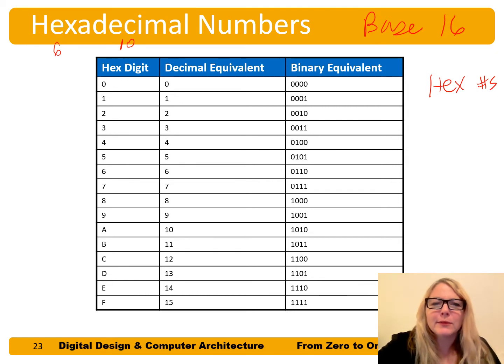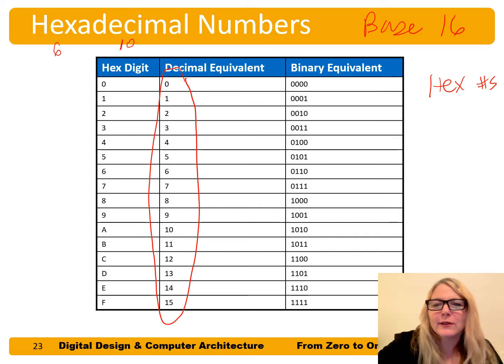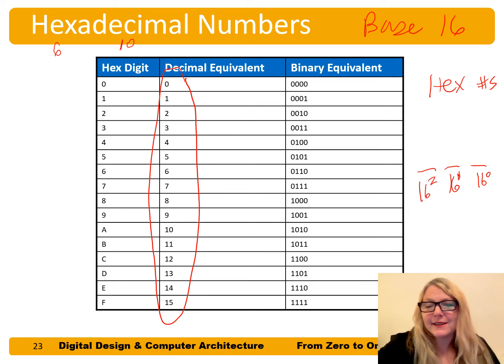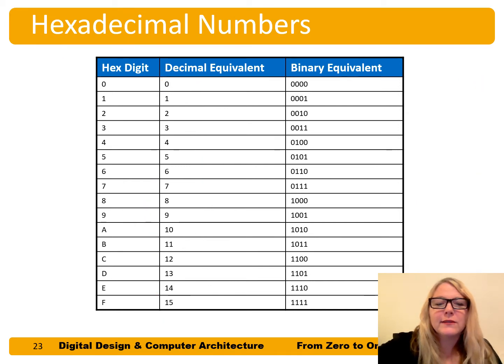So hexadecimal numbers go from 0 to 15. Each hexadecimal digit goes from 0 to 15 in our decimal equivalent. So we have the 16 to the 0th power, or the ones place, the 16 to the 1st, the 16s place, 16 to the 2nd, the 256s place, and so forth. So each digit goes from 0 to 15.